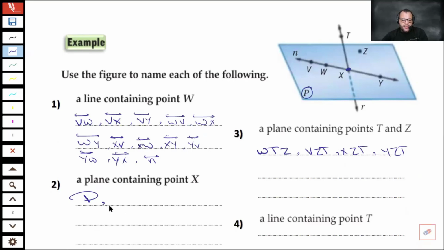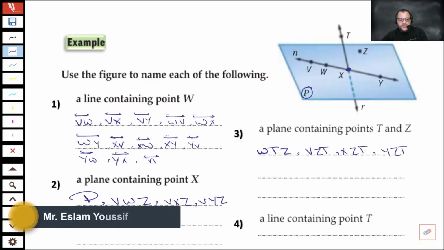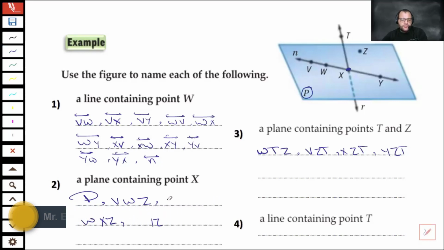So we can say V, W, Z, or V, X, Z, or V, Y, Z, or W, X, Z. Don't say any point on the same line. Mr., I don't understand this one. Which one? This part? Yeah, me too, Mr. Okay, I will explain it again.